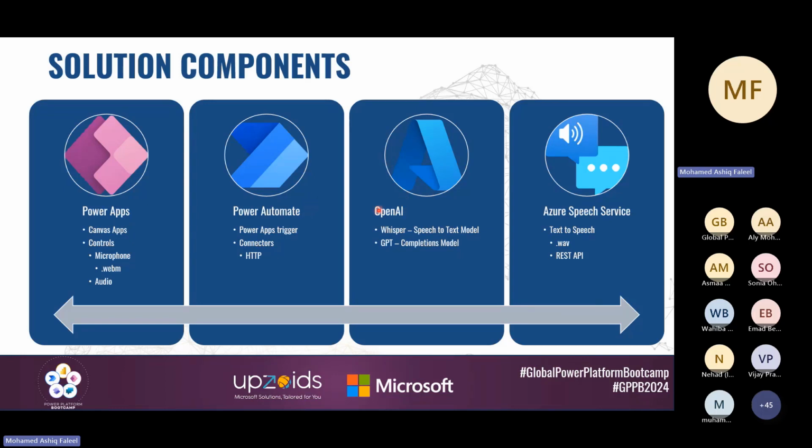And then I've used Azure OpenAI service. The Whisper model, as I've already said, can understand up to 99 languages. You can speak in a different language, for example Arabic, and it can translate that to English. And then the GPT completions model is responsible for generating the content.